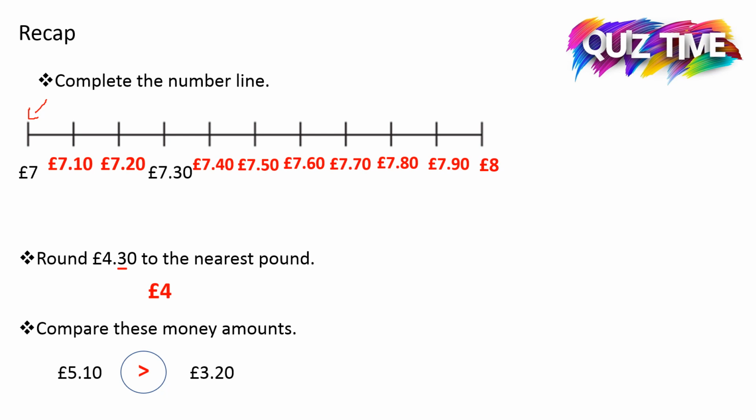And to compare these money amounts, £5.10 is greater than £3.20, and we put this symbol to indicate that it's greater. Well done if you got those correct.